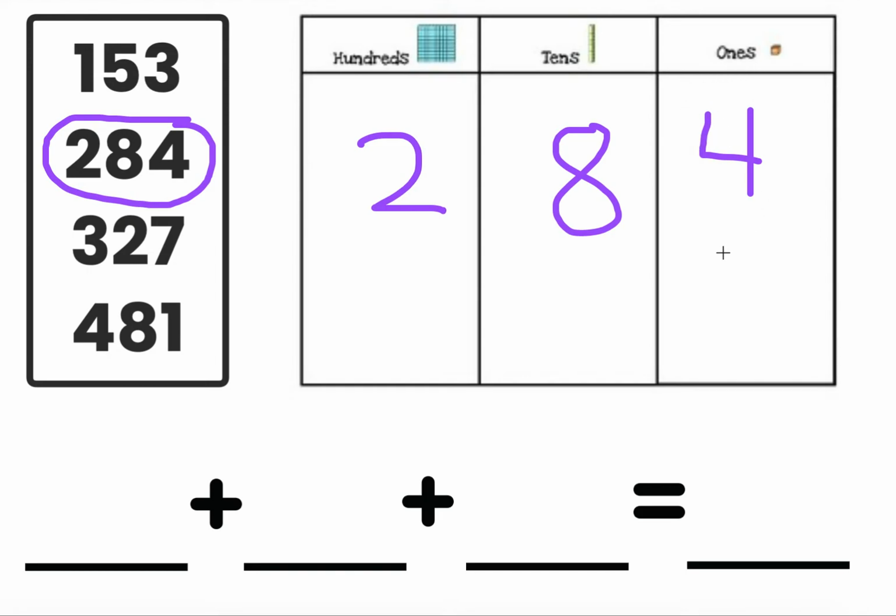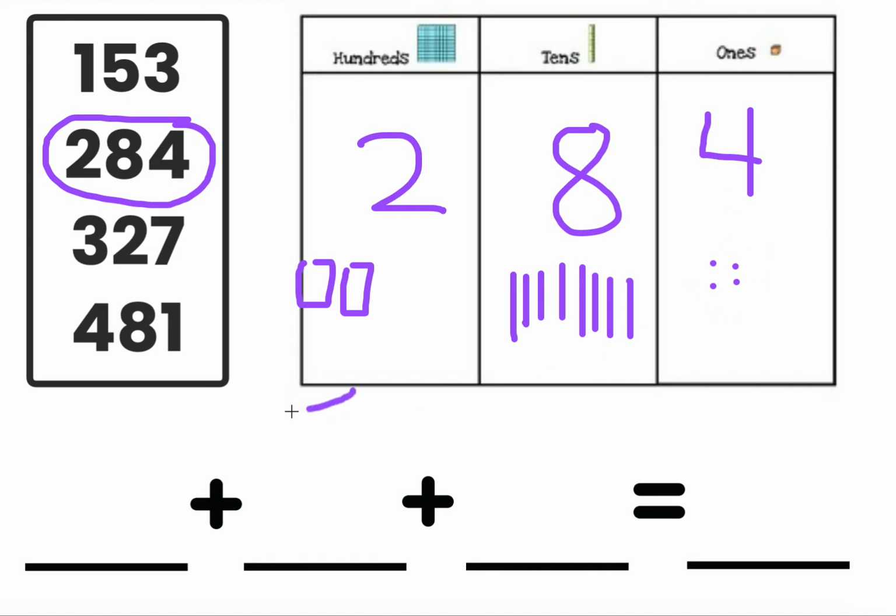So now I can draw my picture. Let me draw 4 ones, 8 tens, and 2 hundreds. All right, so now I have 284 as 2 hundreds, 8 tens, and 4 ones over here. And now I can bring down my numbers, and I have to make sure that they're in the right order. Always make sure they're in the right order.